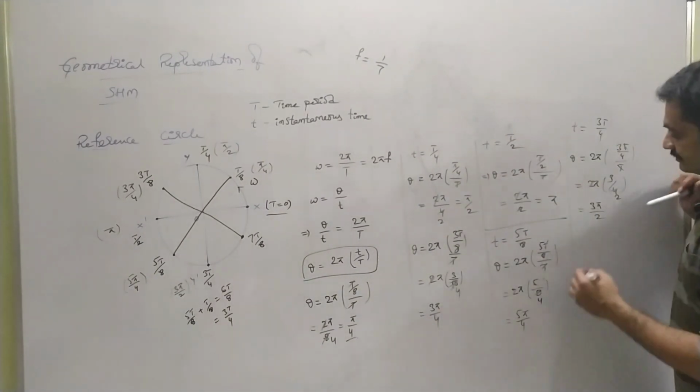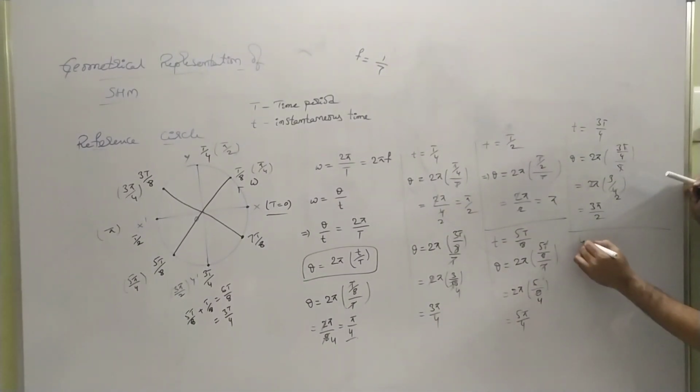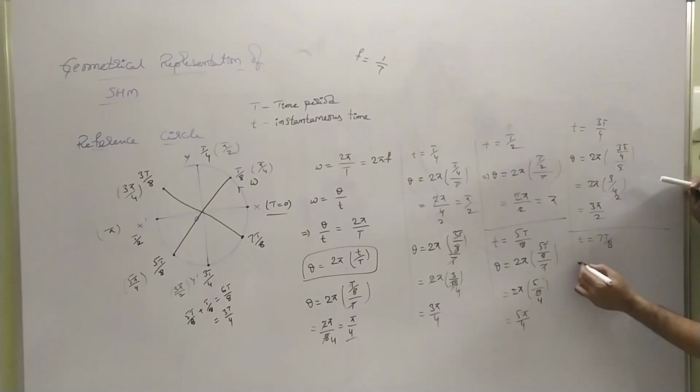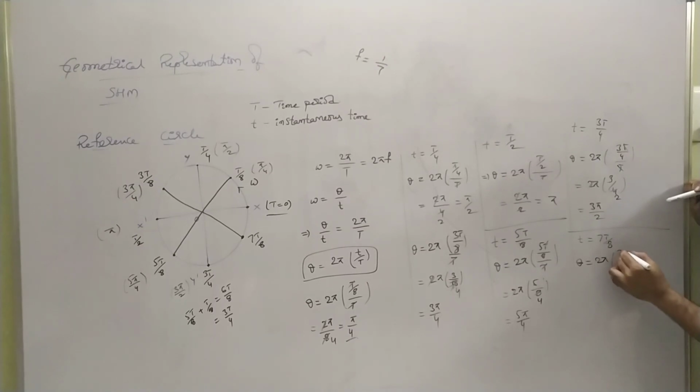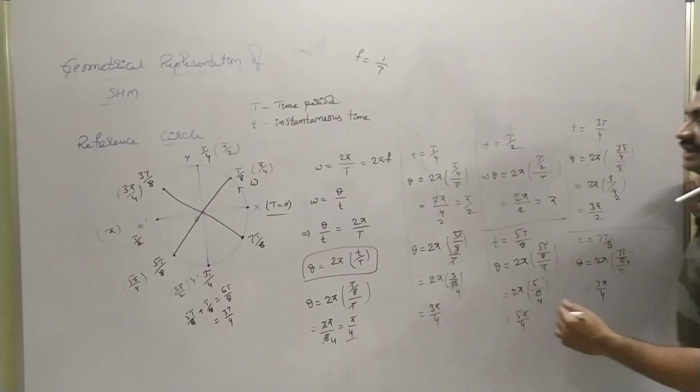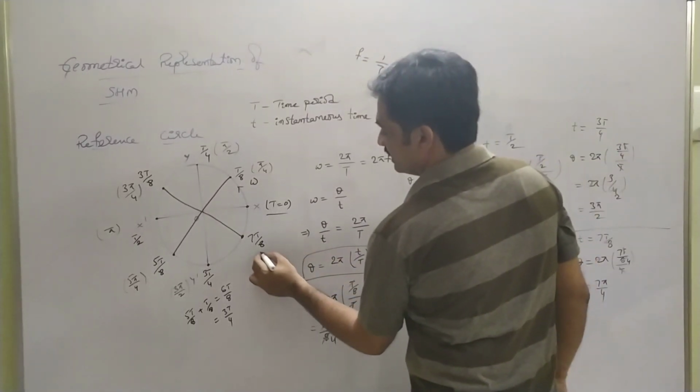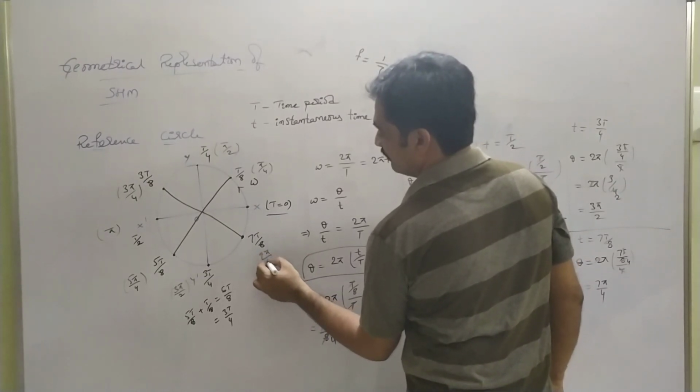And when the instantaneous time is equal to 7T by 8, then the angle made by the particle can be given as 2 pi into (7T by 8) by T. So here T gets cancelled and we know that 2 4s are 8. So we have 7 pi by 4. At this position the angle is 7 pi by 4.